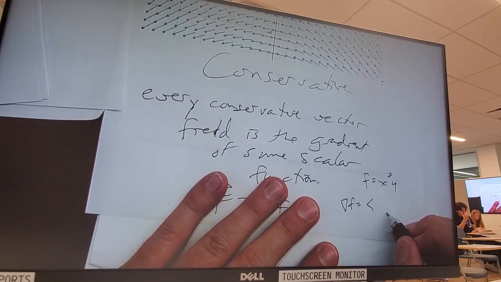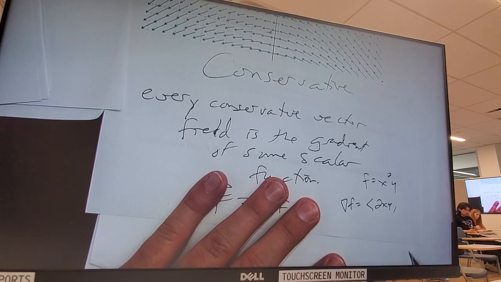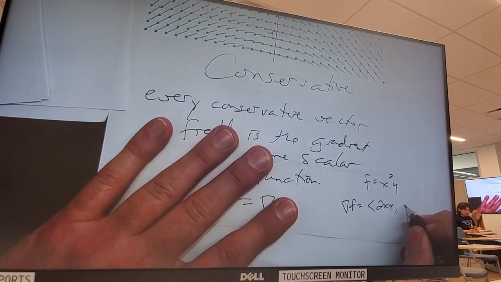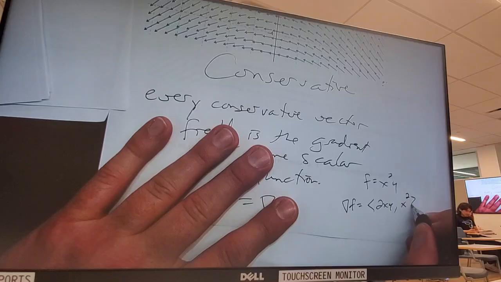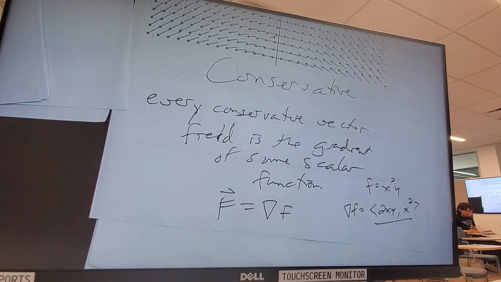What's the first part? How do I get the first part? df dx, fx. And then how do we get the second part? df dy, which is x squared. If I plot this, I will get a vector field in which, if you draw any closed loop, it will add up to 0.